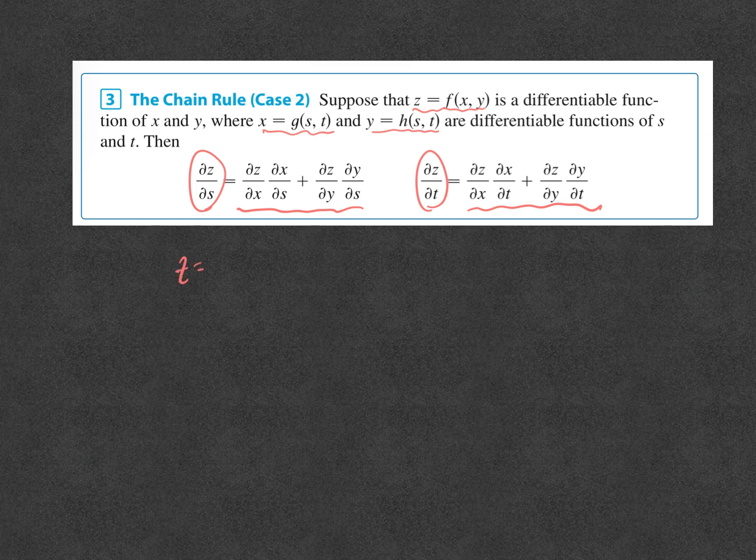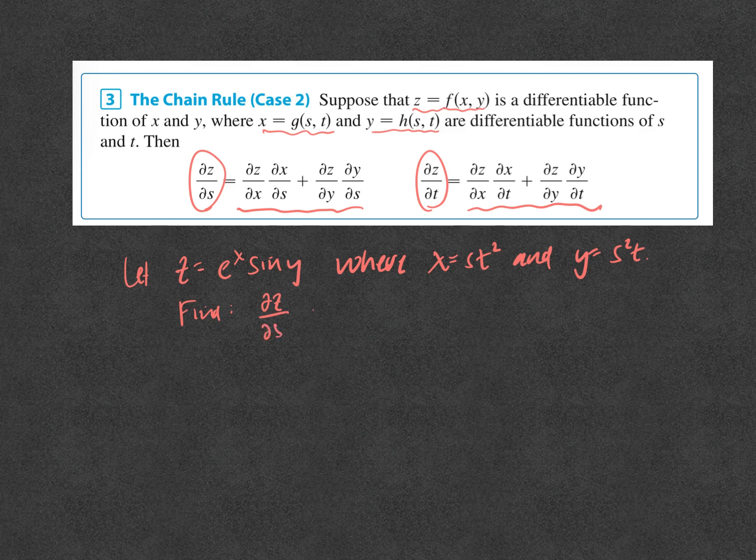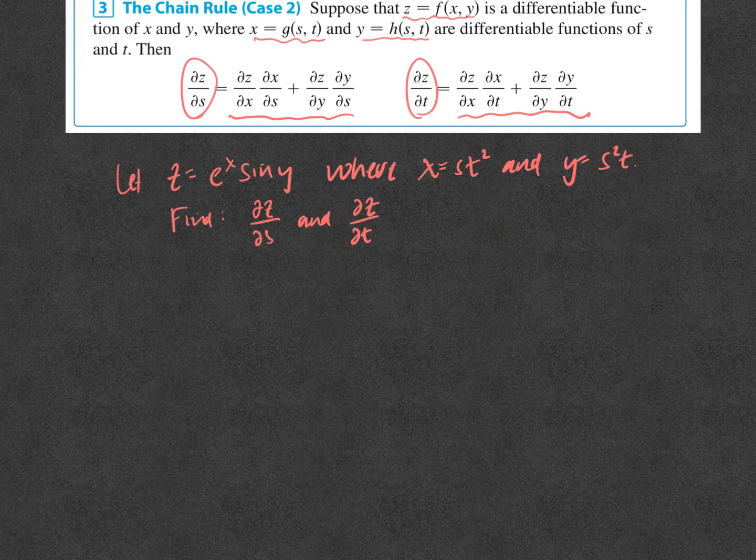We're going to let z equal e to the x sine y, where x is equal to st squared and y is equal to s squared t. Now they ask us to find both the partial of z with respect to s and the partial of z with respect to t. So let's start with the partial of z with respect to s.